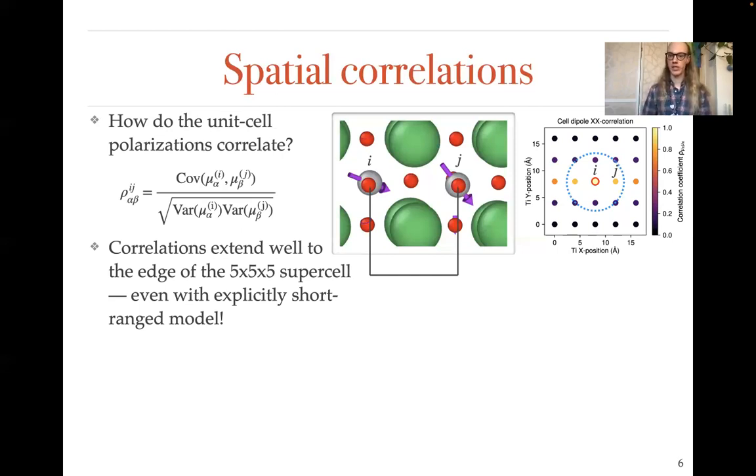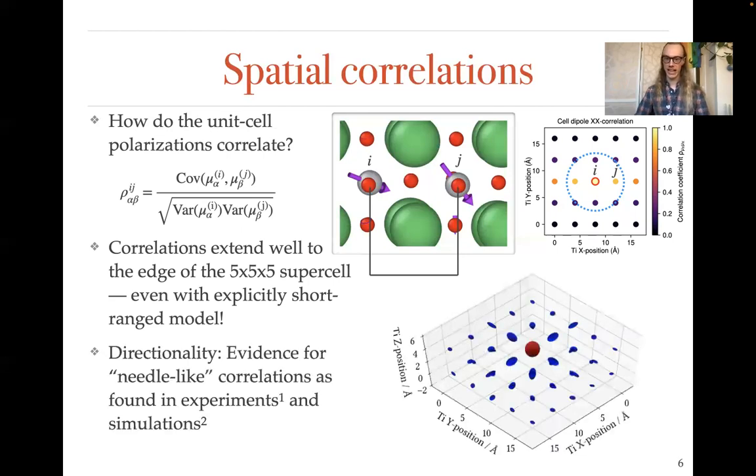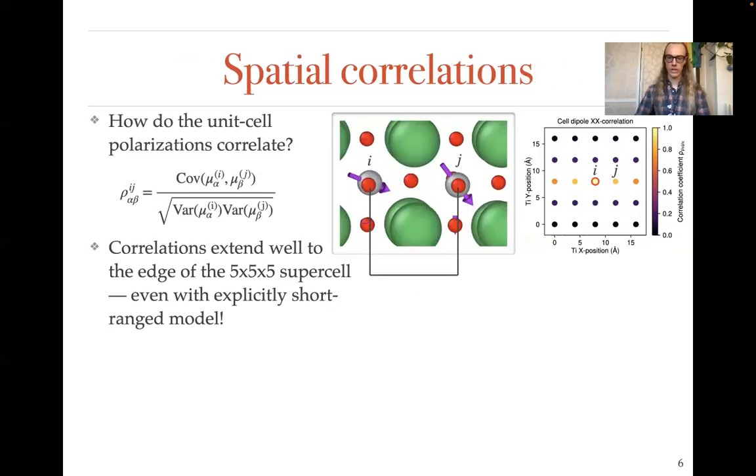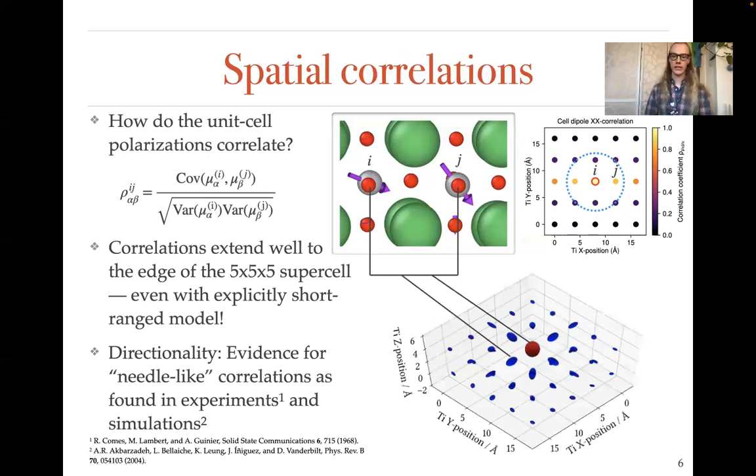So this is very interesting because we're getting the qualitatively correct physics from an explicitly short-range model. And there's additional evidence that we have that this physics is qualitatively correct, namely the directionality of these correlations. So you see the x component only correlates along the x direction. And this is something that's been found previously in experiments going all the way back to the 60s, and more recently in simulations where they call them needle-like correlations. So we're getting qualitatively the correct physics from an explicitly short-range model.